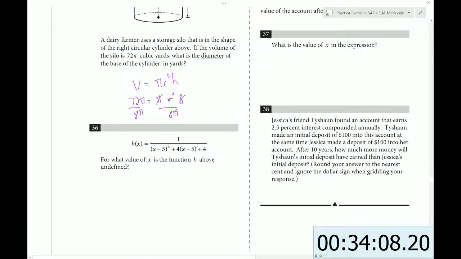Okay. The pi's cancel out, and then I think 12 times 8 is 72, right? So, no, sorry, 16 times 8? Let's do the math. So 72 divided by 8 equals 9. So we square root both sides, and we find r equals 3. Then we have to double it to get 6 for the diameter.